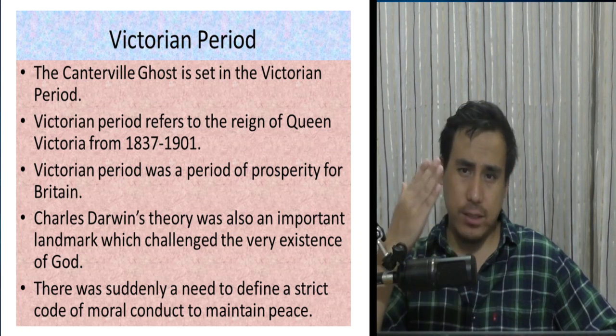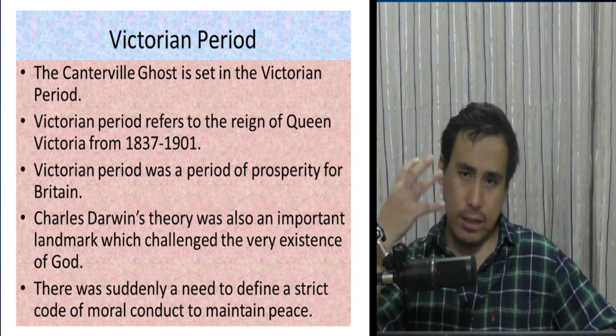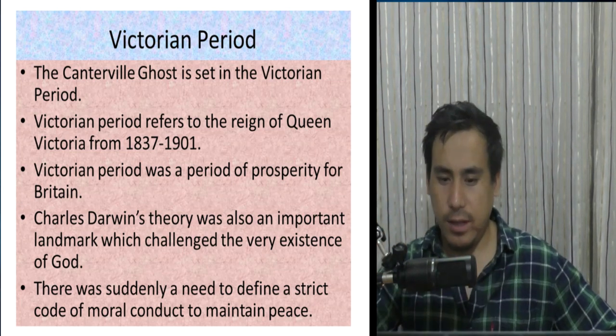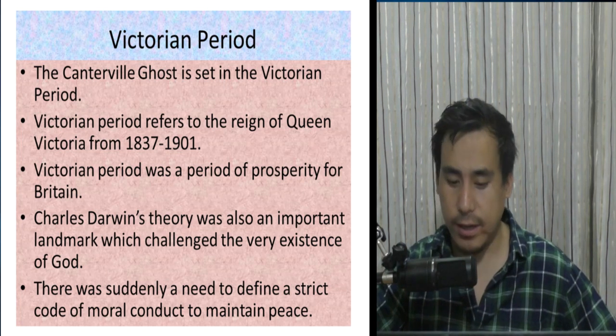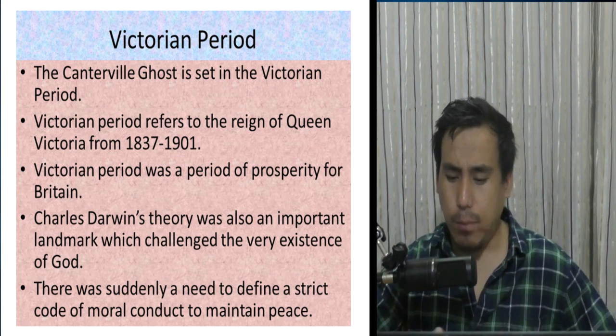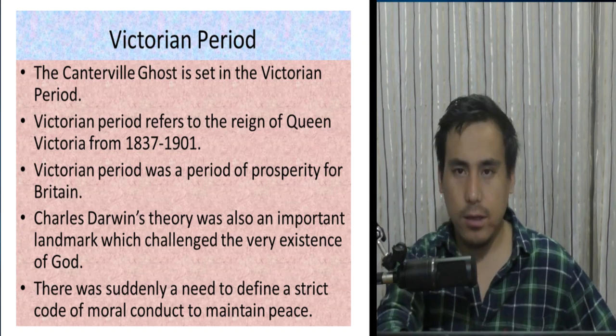So there was a massive demarcation in the sense that the rich were getting richer and the poor were getting poorer, and there was the exploitation of the workers, the working class. So there was this poverty, injustice, and also social upheaval.